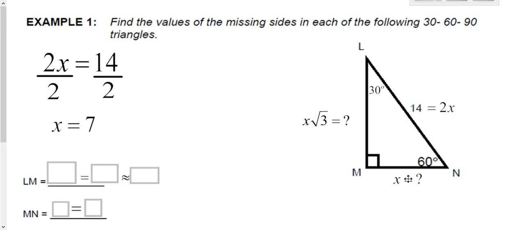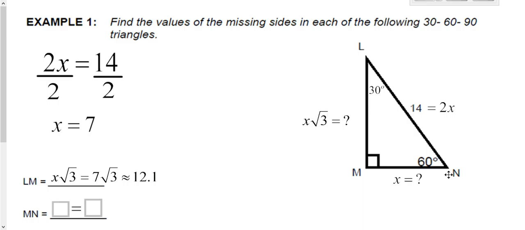Now we're ready to solve for these two sides. Let's see, LM. LM is this side, and it says that's x times the square root of 3. So all we do is substitute this 7 in here for x, and it'll look like this: 7 times the square root of 3. You put that in your calculator. Try it and make sure you know how to round today. I'll be checking that. And you get about 12.1.